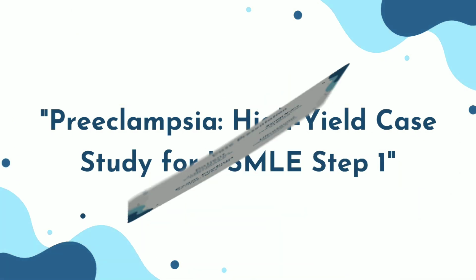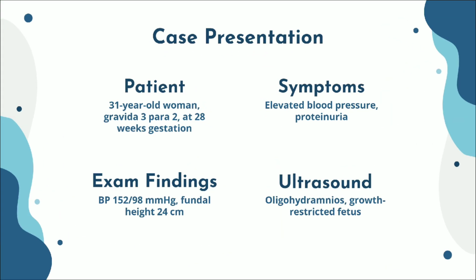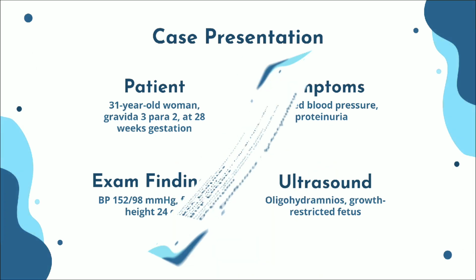Let's begin. Our patient is a 31-year-old woman at 28 weeks gestation with chronic hypertension. Her blood pressure is significantly elevated, and she has proteinuria. Ultrasound findings show oligohydramnios and a growth-restricted fetus. These findings strongly suggest preeclampsia.